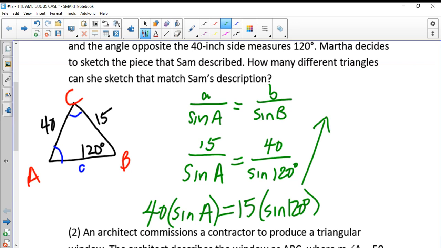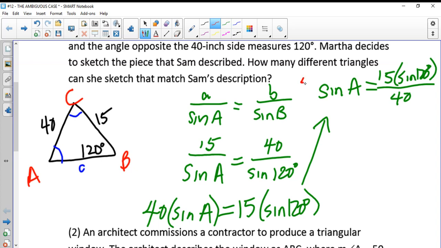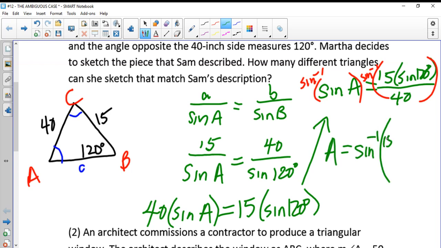I'm going to go up here because I'm running out of room. And then what that means next is that the sine of angle A would be 15 times the sine of 120 degrees divided by 40. Again, we're trying to calculate the measure of angle A, so we would have to do the inverse sine of both sides. So what that would lead us to is to say that the measure of angle A is going to be the inverse sine of 15.